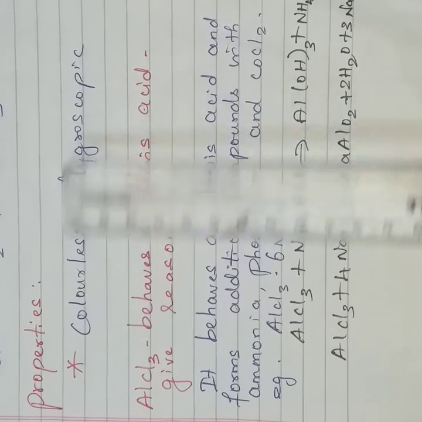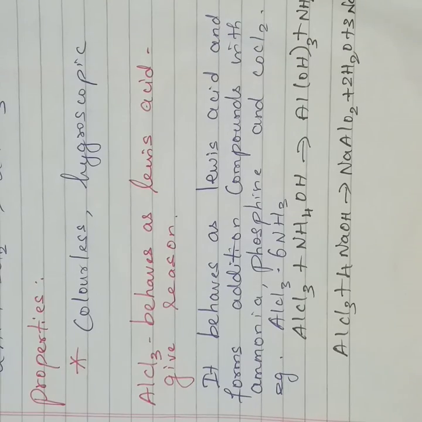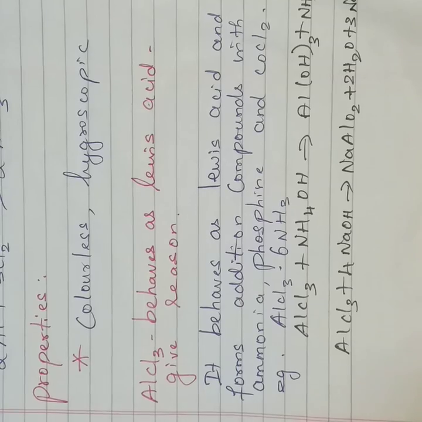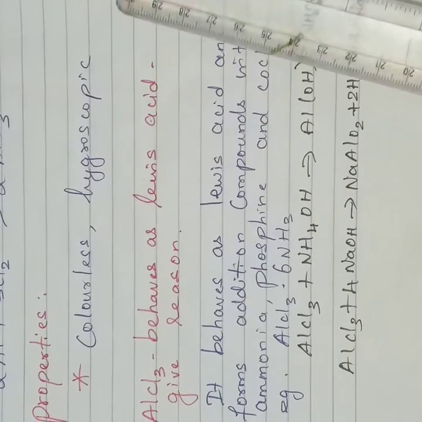Next, properties of aluminium chloride. It is colorless and hygroscopic in nature. Hygroscopic means when aluminium chloride is exposed to air, it absorbs the moisture from the air and changes into liquid state. That is, it easily absorbs the moisture. So it is colorless and hygroscopic.